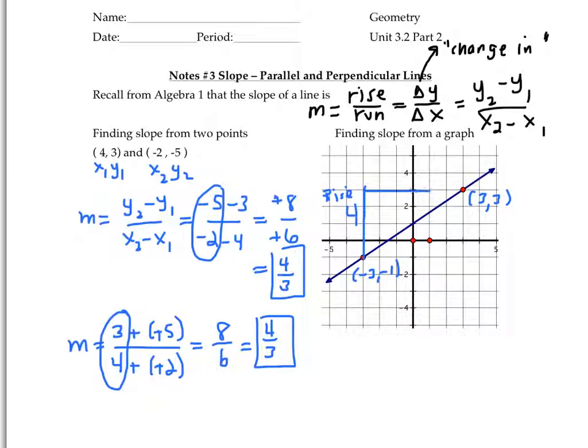And then we want to go to the right till you get back to the line. This would be the run. And it has a run of positive 1, 2, 3, 4, 5, 6. So we would say in this case the slope, or the change in y over the change in x, would be 4 over 6, and that simplifies to 2/3. Okay, so 2 different ways of finding slope. Slope between 2 points, finding it algebraically. You could also find slope from a graph.